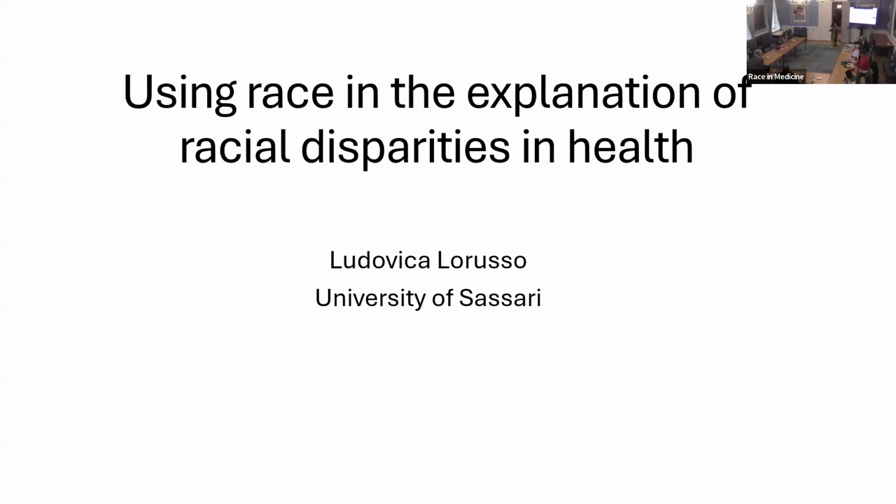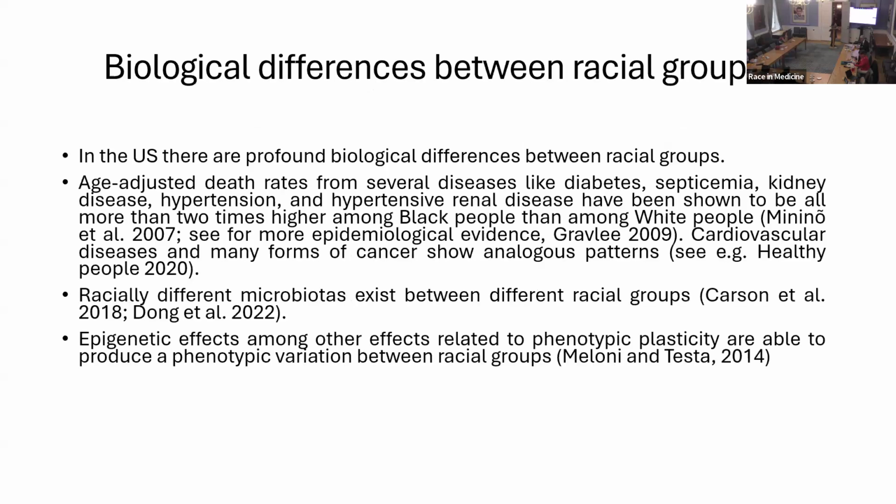I'm talking about using race in the explanation of racial disparities in health in the context of the United States. In the United States, there are profound biological differences between racial groups. Age-adjusted death rates from several diseases like diabetes, septicemia, kidney disease, hypertension, and hypertensive renal disease have been shown to be all more than 2 times higher among Black people than among white people. Cardiovascular diseases and many forms of cancer show analogous patterns.